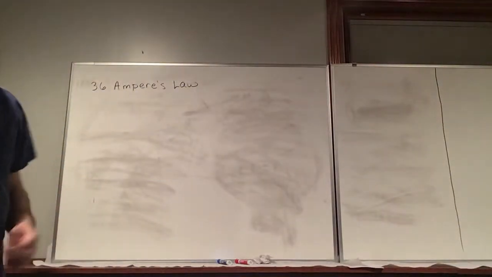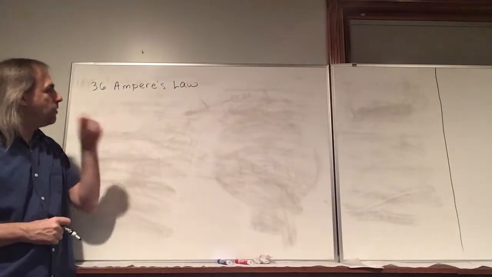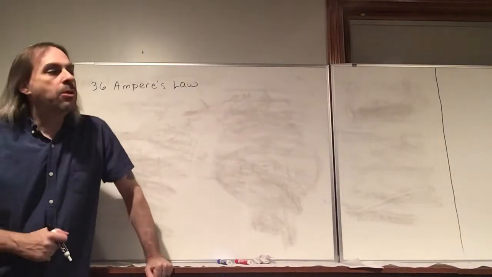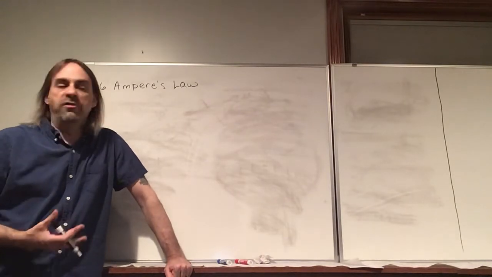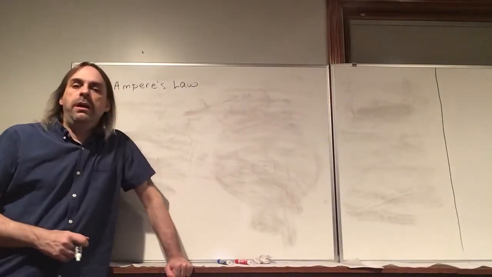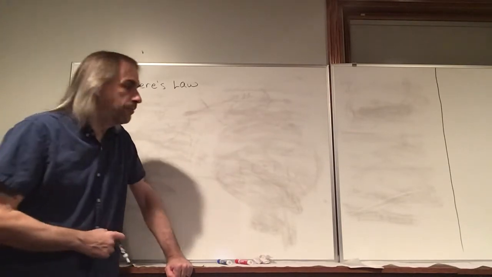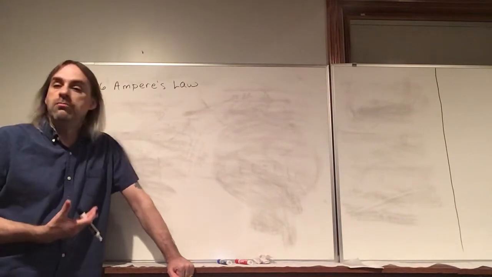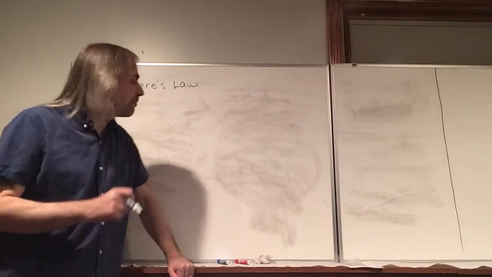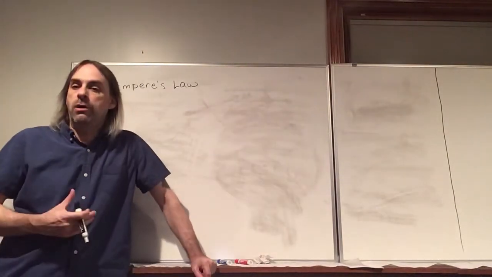Hello, class. Okay, so we're going to talk about something called Ampere's Law, where so far we've been talking about the effects of magnetic fields, and now we want to talk about where magnetic fields come from. And ultimately, magnetic fields come from moving electric charges. We're going to focus on an actual current.